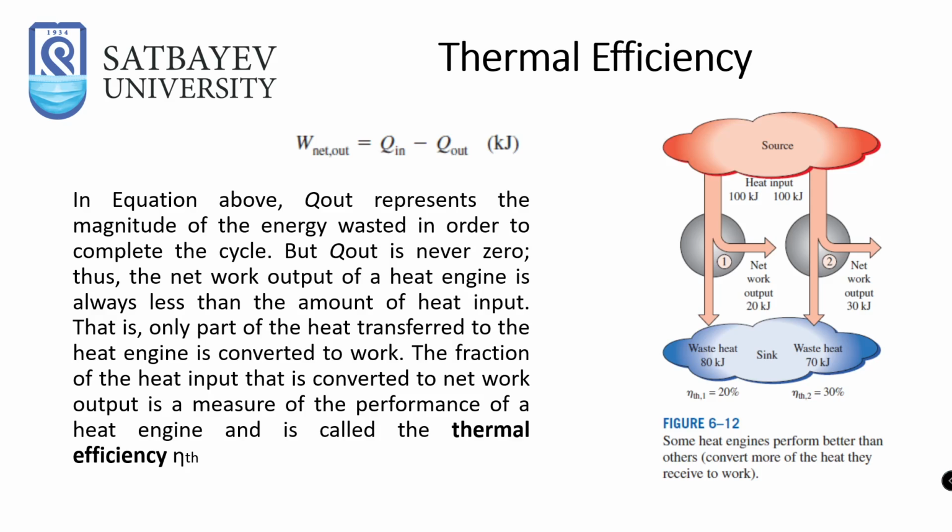Thermal efficiency. In the equation above, Q out represents the magnitude of the energy wasted in order to complete the cycle. But Q out is never zero, thus the net work output of the heat engine is always less than the amount of heat input. That is, only part of the heat transferred to the heat engine is converted to work. The fraction of the heat input that is converted to net work output is a measure of the performance of a heat engine, and it's called thermal efficiency.